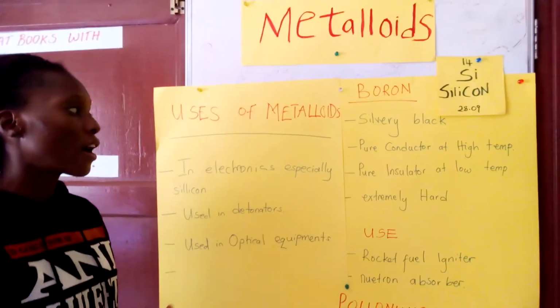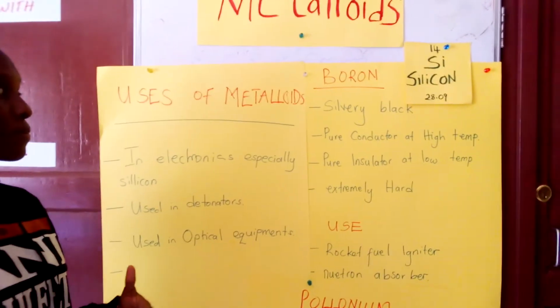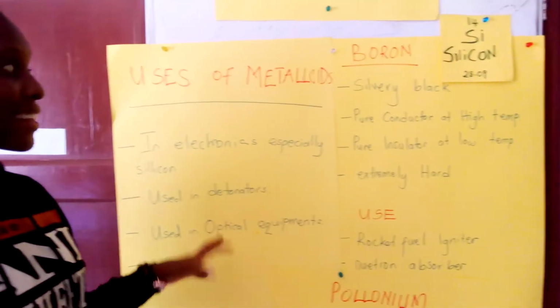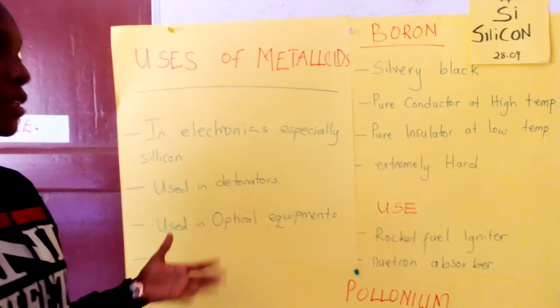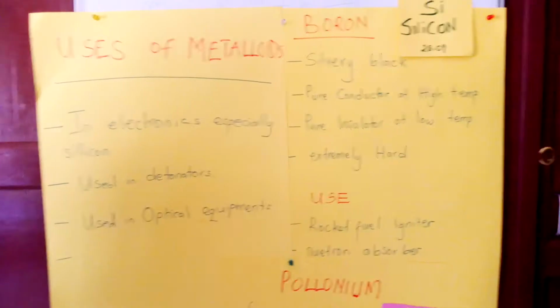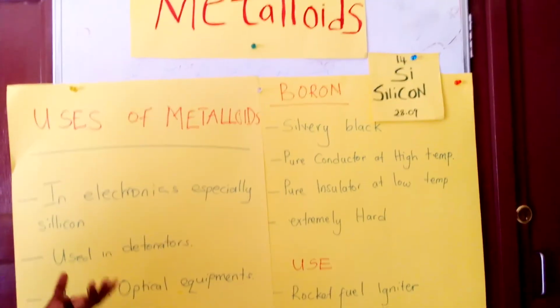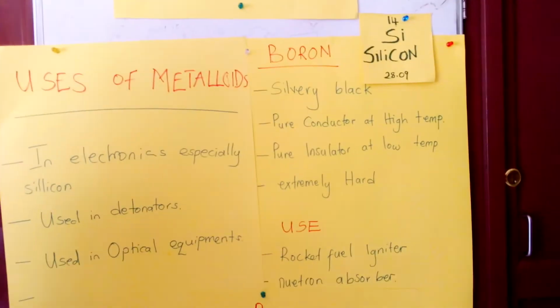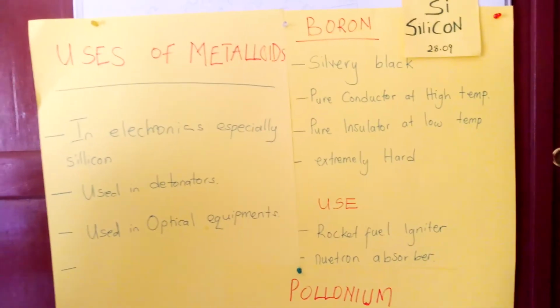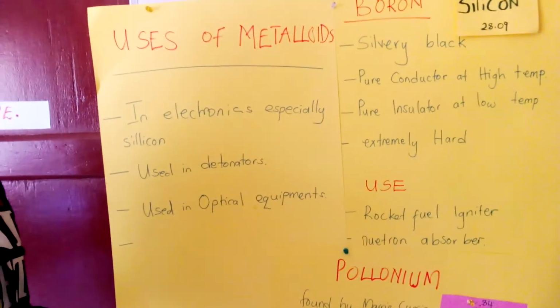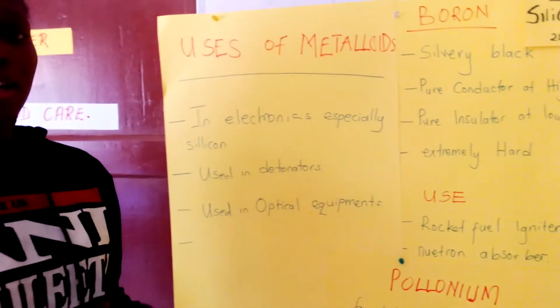We say their conductivity is less compared to that of metals. And then we say they are brittle. They can be crystals or non-crystals, depends on the temperature. And now among the uses today, we are going to look at the fact that most of them are used in electronics, like electronics chips.